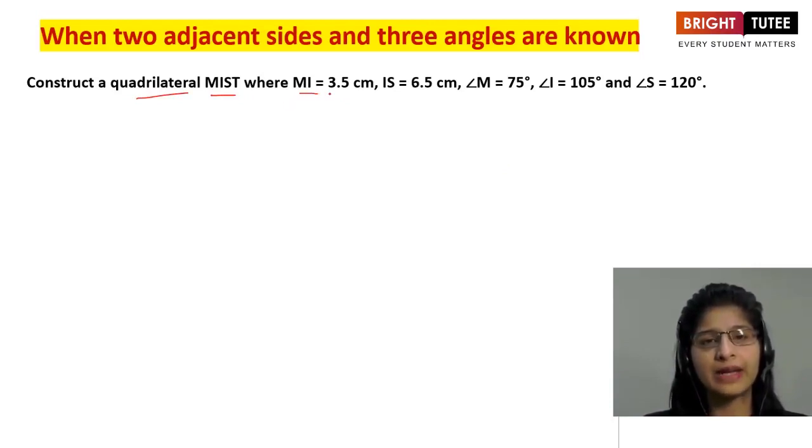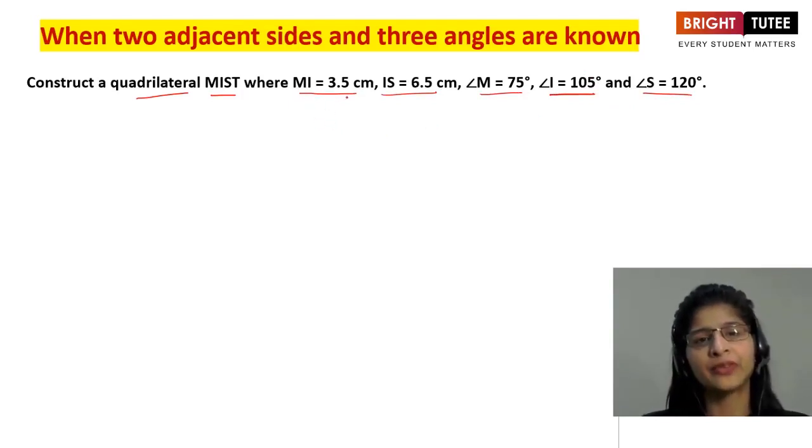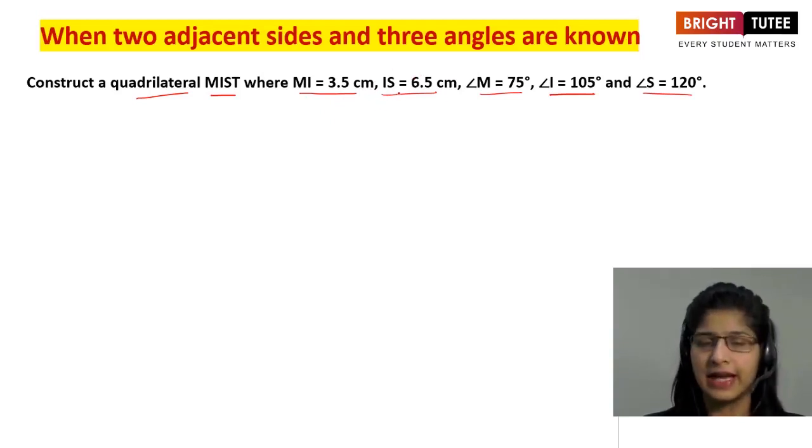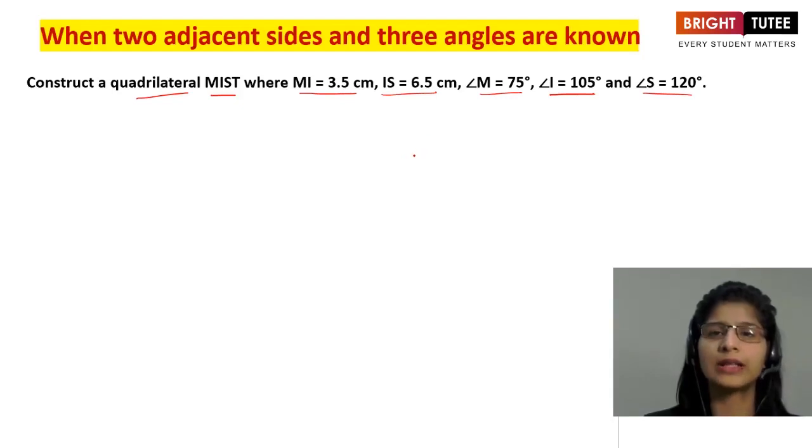So here you see there is a quadrilateral MIST where MI is given, IS is given, angle M is 75 degrees, angle I is 105 degrees, angle S is 120 degrees. So just see, are these adjacent sides? Yes, MI, and from I another side is starting, that is IS.